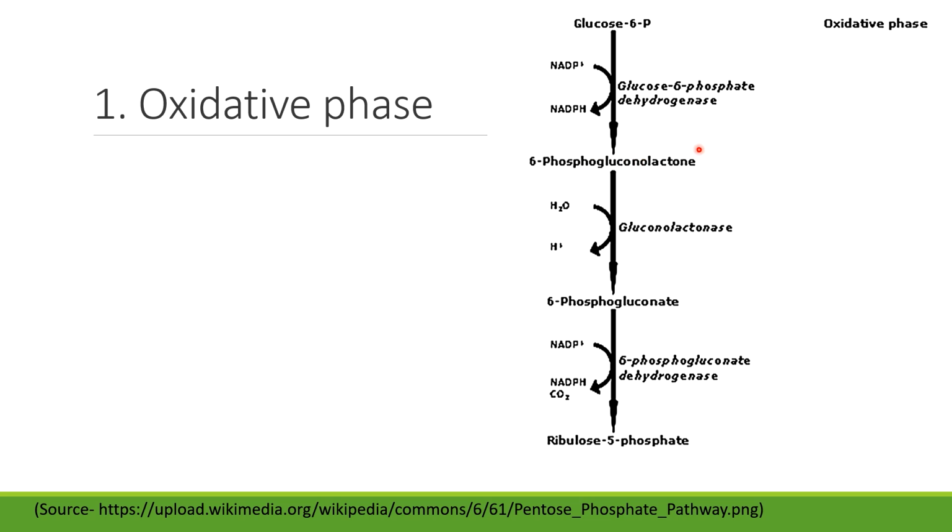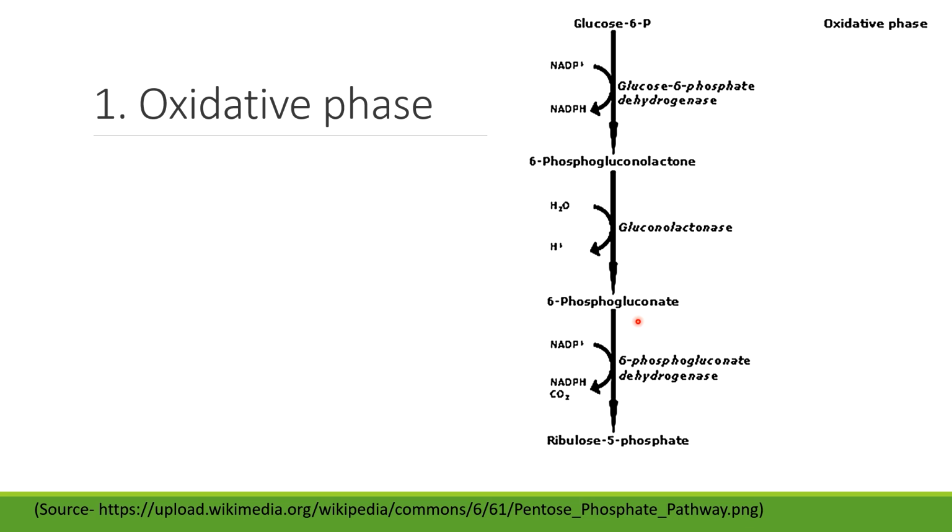The activity of this glucose 6-phosphate dehydrogenase is strongly influenced by the presence of NADP+ as well as NADPH. So high levels of NADP+ will stimulate this enzyme, while high levels of NADPH will act as feedback inhibitors. The lactone intermediate which is formed is hydrolyzed by the enzyme lactonase to form 6-phosphogluconate, which is a linear carboxylic acid.